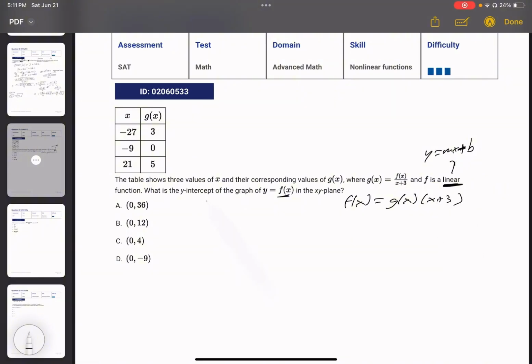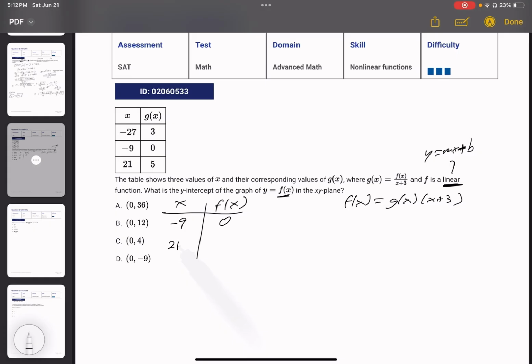And looking at this, we can make ourselves a table of values for f of x and x, respectively. This is going to help us break down the problem a little easier than just jumping in and trying to reverse engineer it. So I'm going to pick two values, let's say -9 and 21. And we know that f of x is equal to g of x times x plus 3. So plugging in g of x at -9, that's 0, and anything times 0 is 0. So this is just going to be 0 for f of x as well.